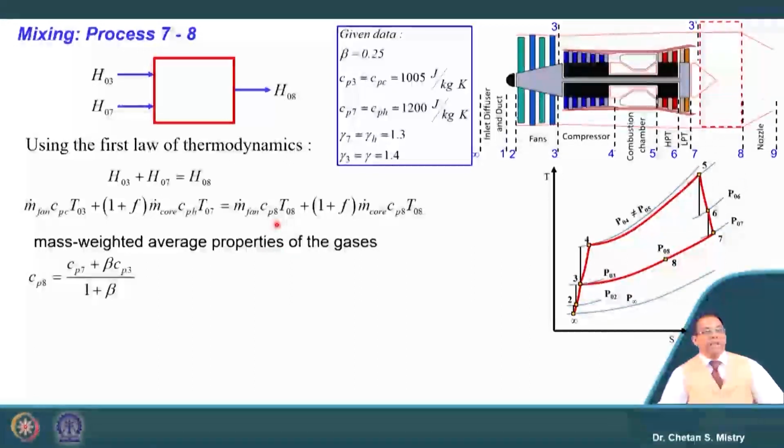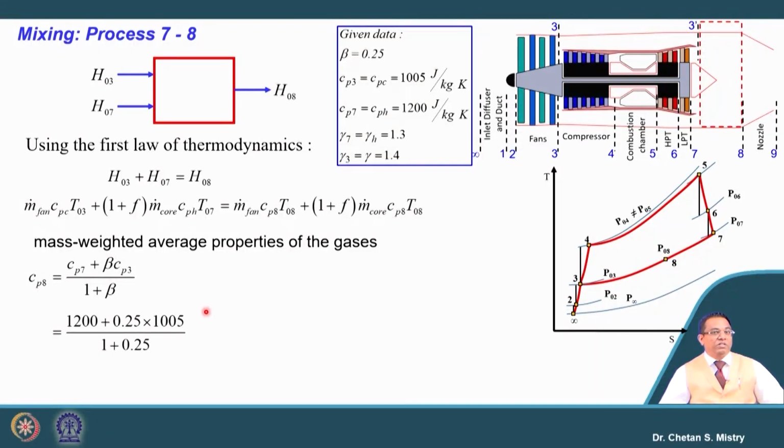So, this suffix 8 we can calculate based on the correlation as we have discussed earlier. Cp value for my hot gas is 1200 joule per kg Kelvin, for air it is 1005, my bypass ratio is 0.25. So, it says my Cp value is coming 1161 joule per kg Kelvin. Be careful, this is what is of need.